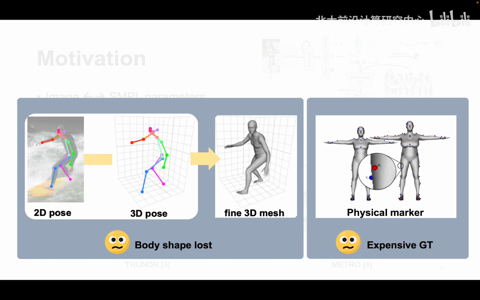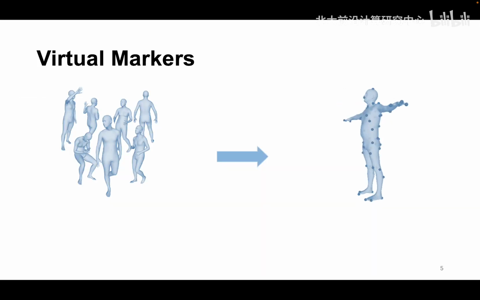The physical markers can be interpreted as a simplified representation of body shape and pose. Although it is very accurate, it is expensive and very few datasets have labels for them, which limits their application to wild images without markers. We are inspired to think whether we can identify a set of landmarks on the mesh as virtual markers, for example elbow and wrist, that can be detected from wild images, and allow us to recover accurate body shapes.